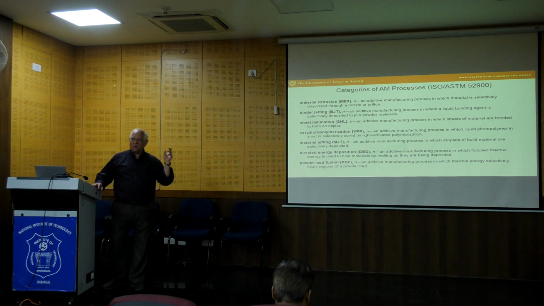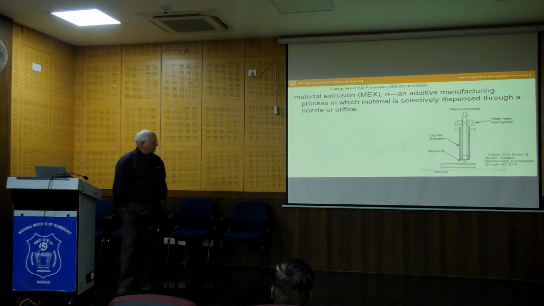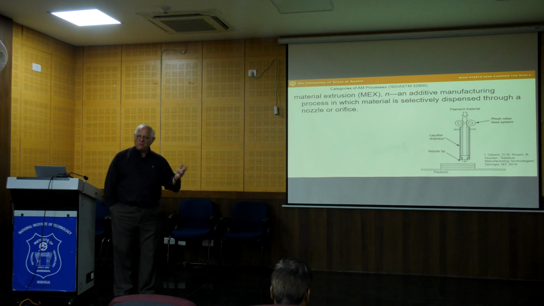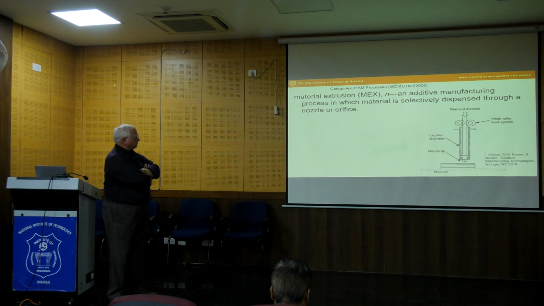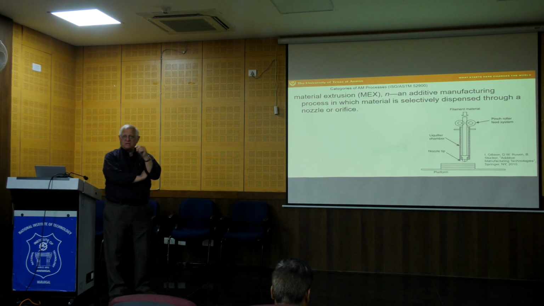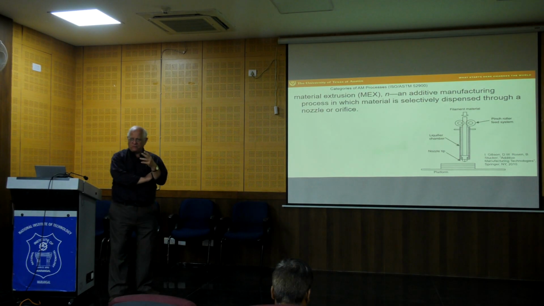So rather than dwell on this, let's jump in at each individual one, and we can talk some about the process, maybe what's good, what's bad about it. So material extrusion is a process where material is basically dispensed through an orifice and deposited. There are a variety of methods to do this.